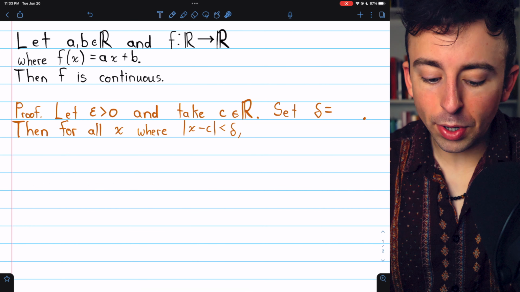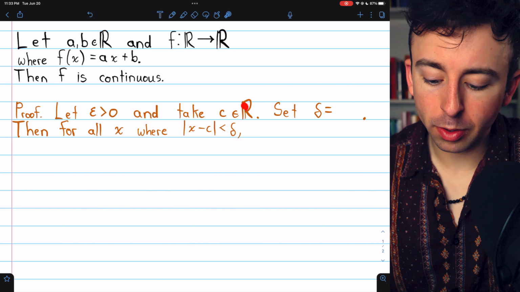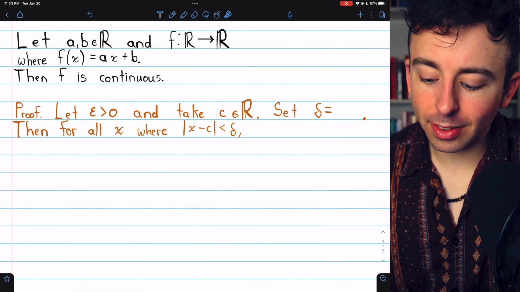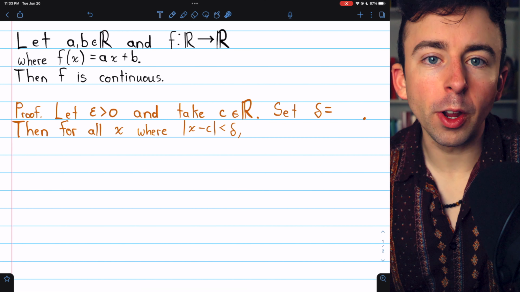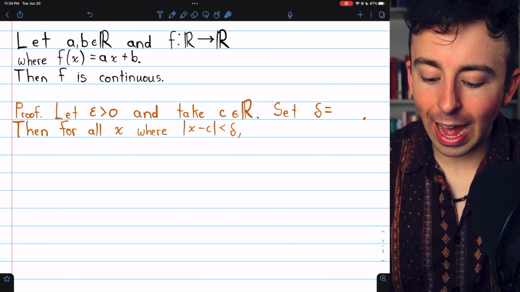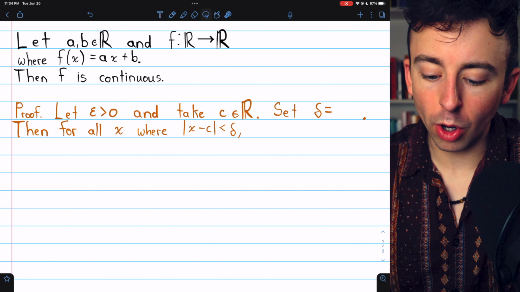Here's the proof. We say let epsilon be greater than zero, take an arbitrary real number, so that's just an arbitrary point from our domain, and we'll set delta equal to. We'll figure out what that has to be, but let's just keep working through it. So then, for all x that are within delta of this point c, what do we have?